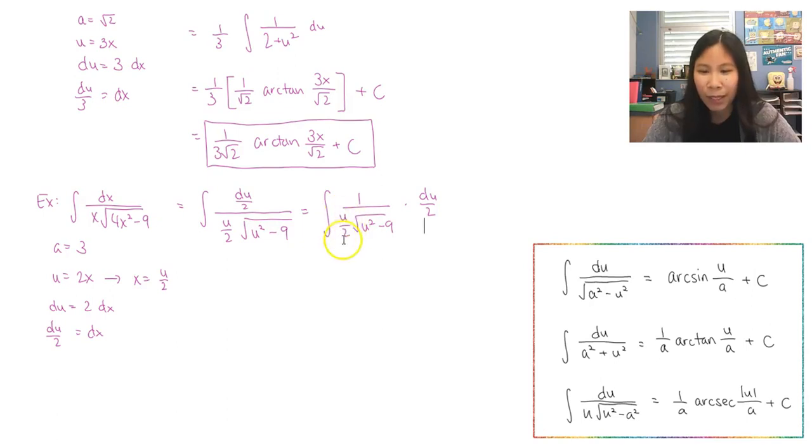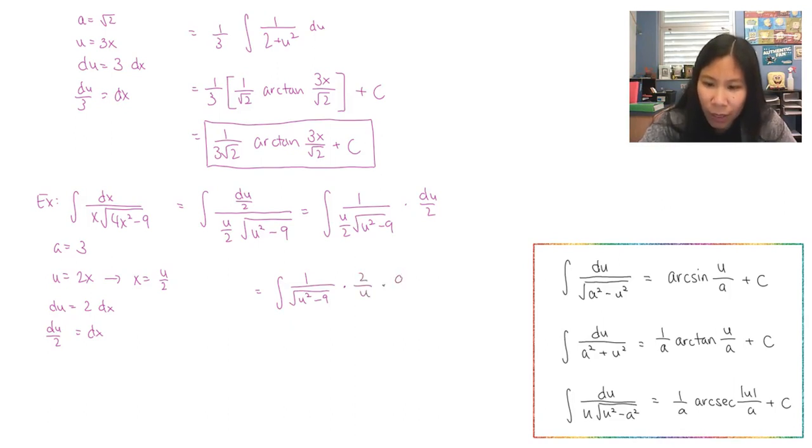If you're dividing by a fraction, this is the same as multiplying by its reciprocal. So this is really just 1 over the square root of u squared minus 9 times 2 over u times du over 2. Because I was dividing by u over 2, I'm really just multiplying by the reciprocal, 2 over u, and then that du over 2 at the end.